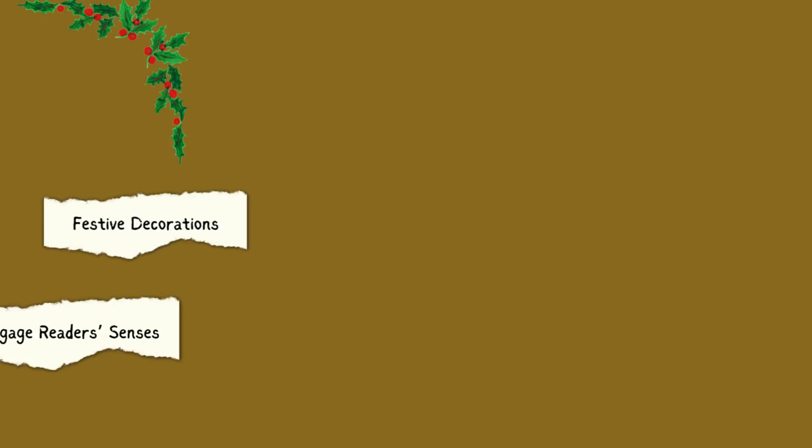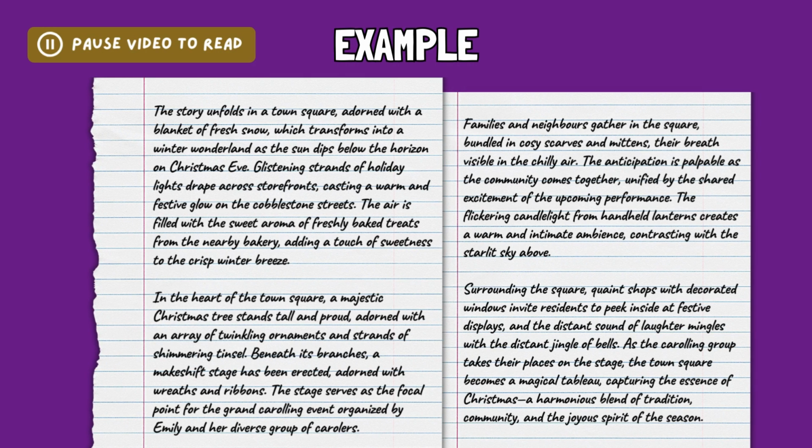Here is an example of a setting description for our Christmas story. This example includes many vivid details, from the glistening holiday lights to the aroma of freshly baked treats, creating a sensory-rich atmosphere that immerses the reader into the festive scene.